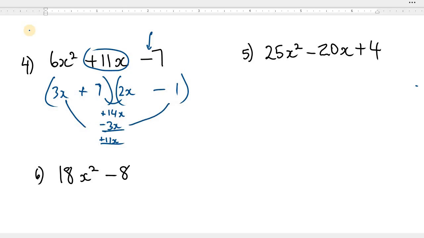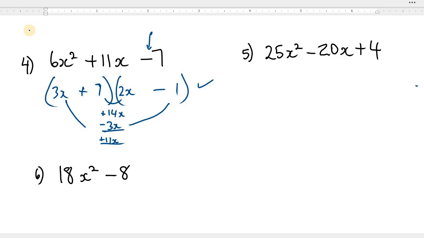And 3x times negative 1 will give us what? Negative 3x. But why did they give the 14 the positive? Again, we wanted a positive 11x. So it's always safer to give the bigger quantity, in this case 14x, the sign of the middle term. Alright, so if we had a negative 11, then we would have given the negative to the 14 and the positive to the 3x. Hope that is clear. So that's the answer, guys. 3x plus 7 as one quantity, the next 2x minus 1.